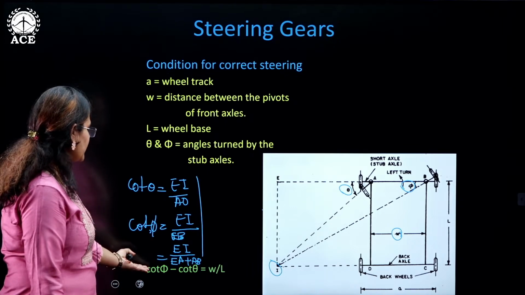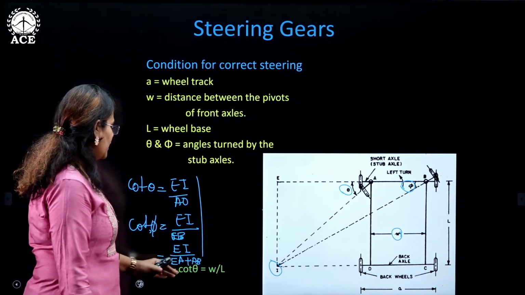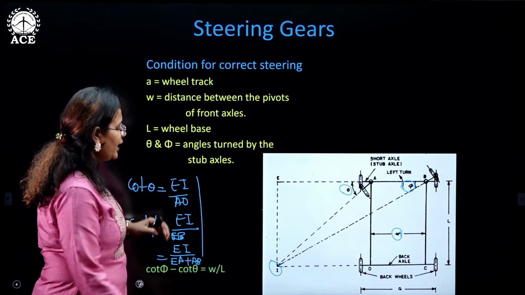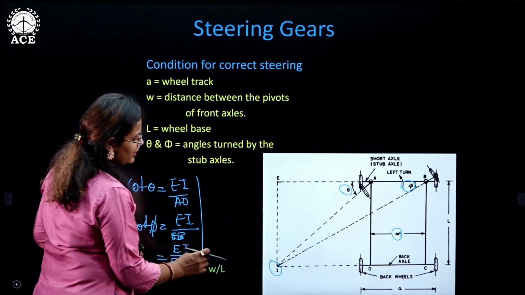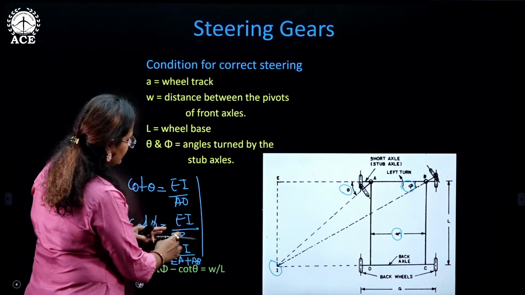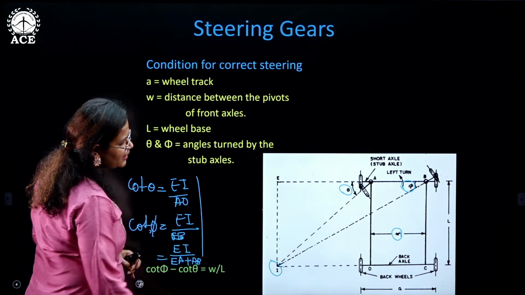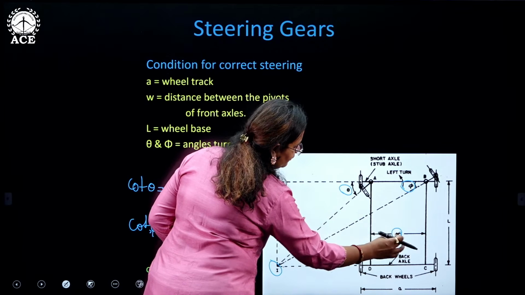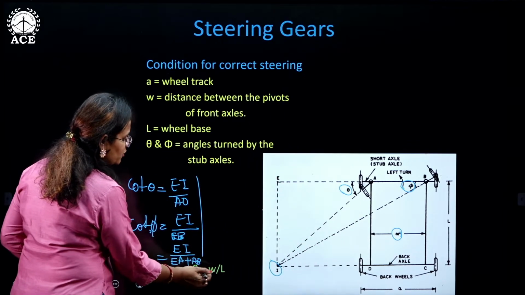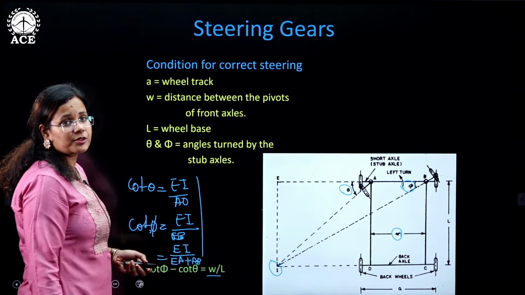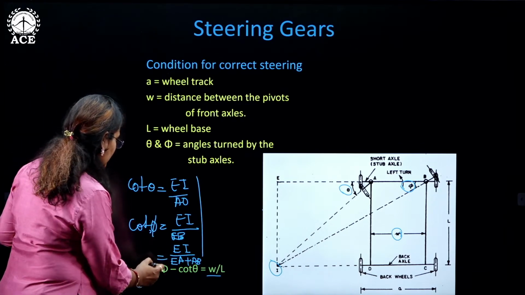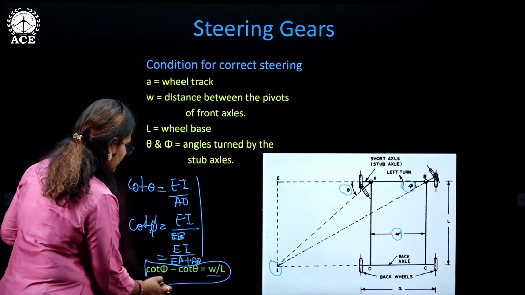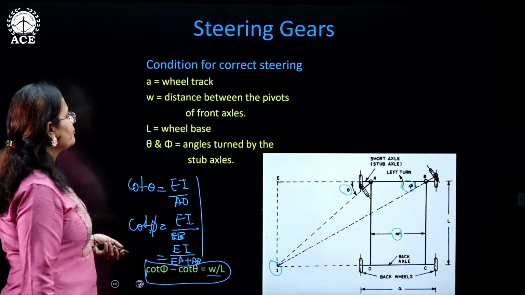Try to solve this. Cot phi is nothing but this way and cot theta is this way. EI is nothing but the same length as L, and AO will get cancelled actually. AB is nothing but your distance, that is W. So it will come in terms of W by L here. If you substitute and see, you will see it. So this condition is considered to be the correct condition for the steering.